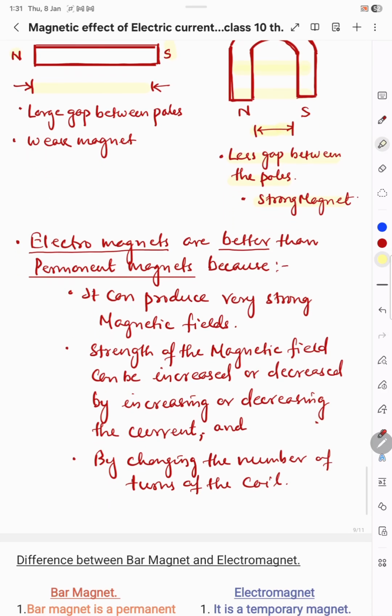Now we can say that electromagnets are better than permanent magnets, because an electromagnet can produce a very strong magnetic field, and the strength of the magnetic field can be increased or decreased by increasing or decreasing the current, and also by changing the number of turns of the coil. So there is a flexibility. As per the requirement, we can produce a very strong magnet, we can produce a medium kind of magnet, but that is not possible with the bar magnet.